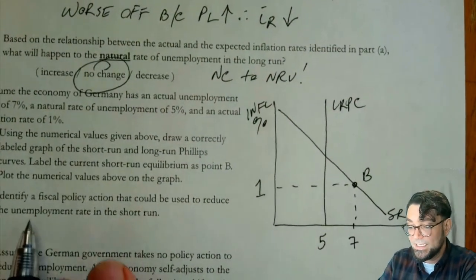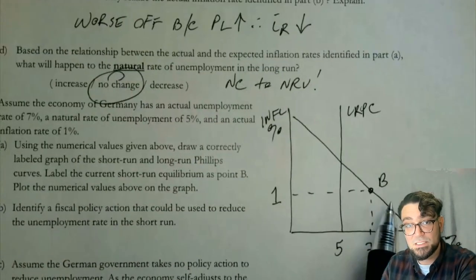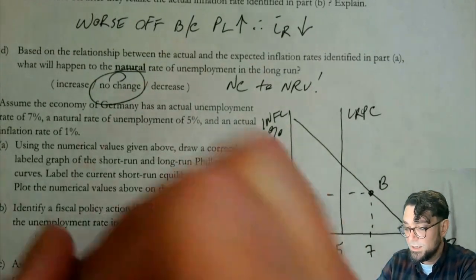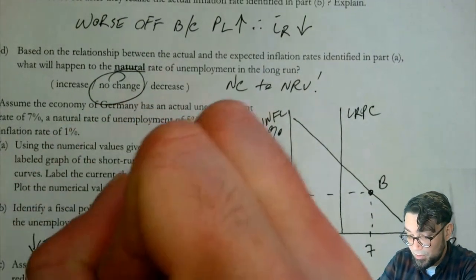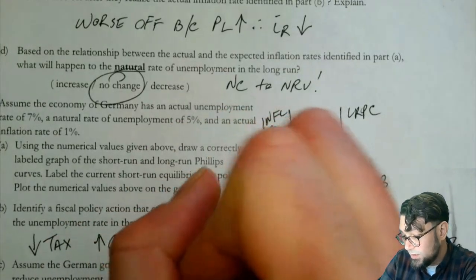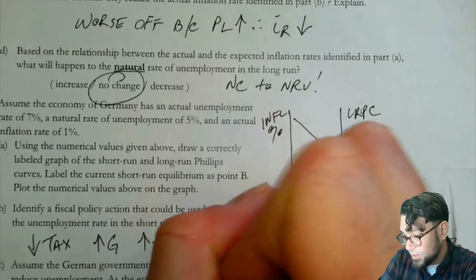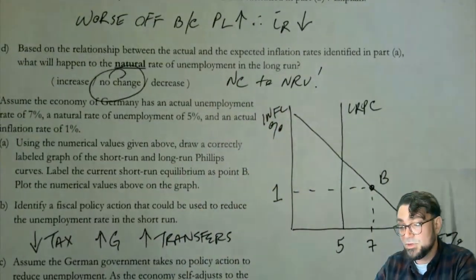So there's point B. Identify a fiscal action that could be used to fix this. Well, how could we reduce the unemployment rate? Well, we could cut taxes. Maybe we could increase government spending, or we could increase transfers. But we've got 3 possible answers that we could use there.